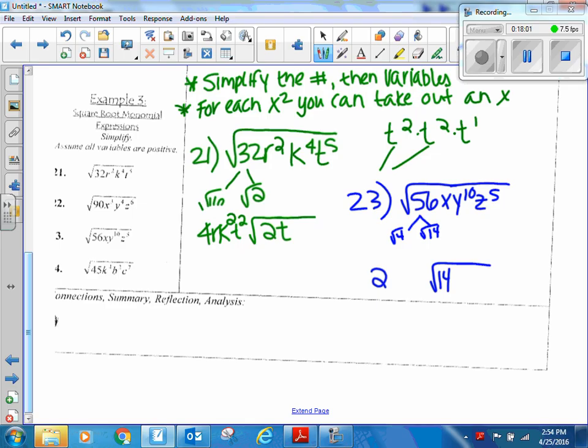I can't take an x out because I only have 1, so I'm going to leave that x in there. Divide 10 by 2. I can take 5 y's out. And again, that z, is that z to the 5th? Okay. Divide it by 2, so I can take 2 z's out, but a remainder of 1 has to stay in.